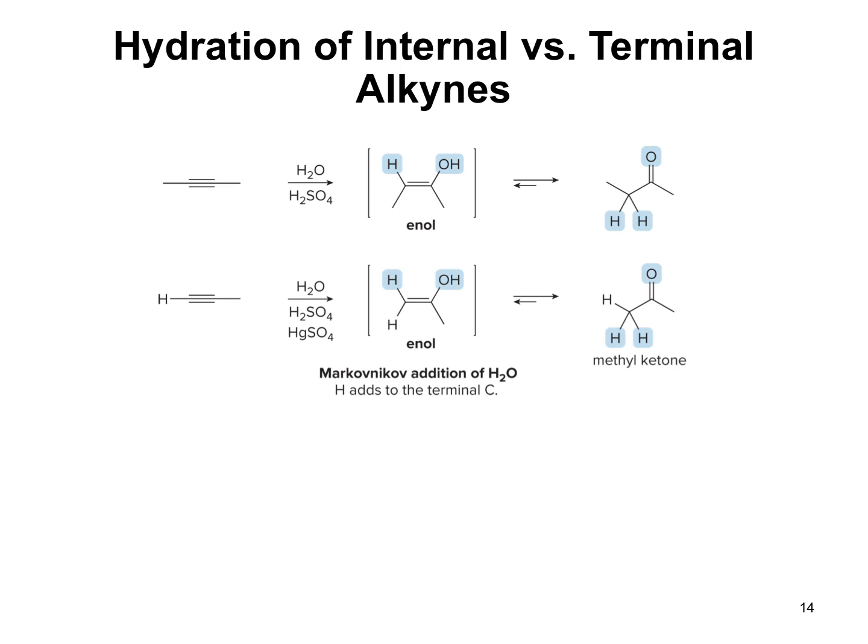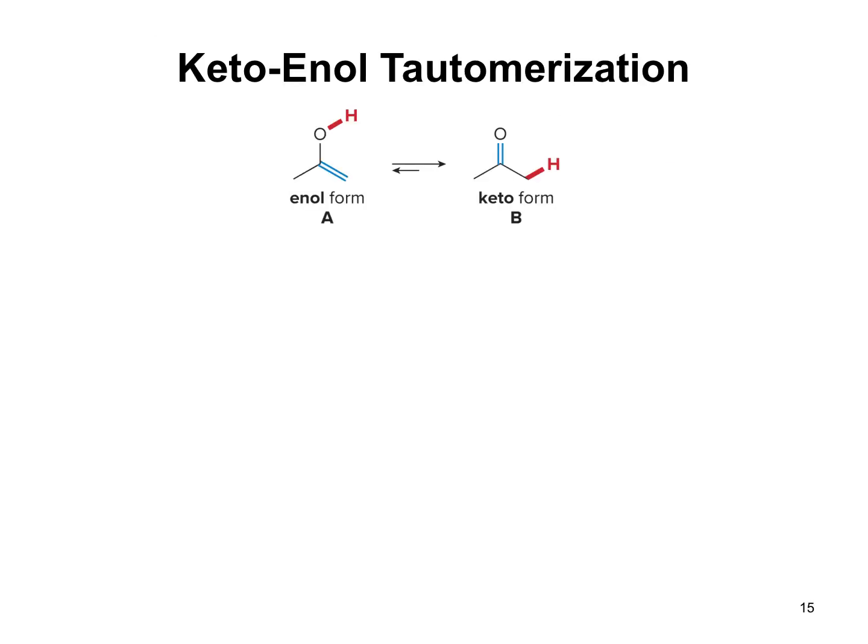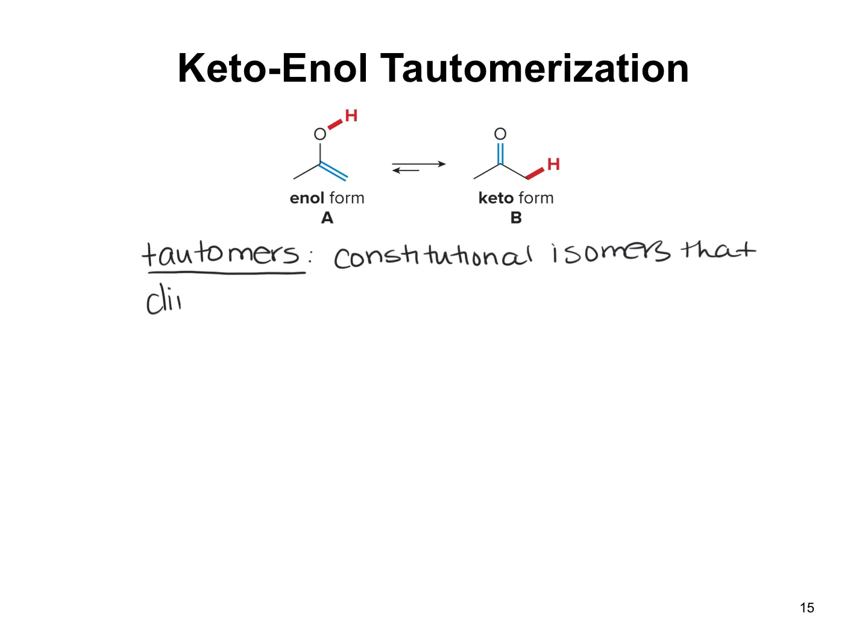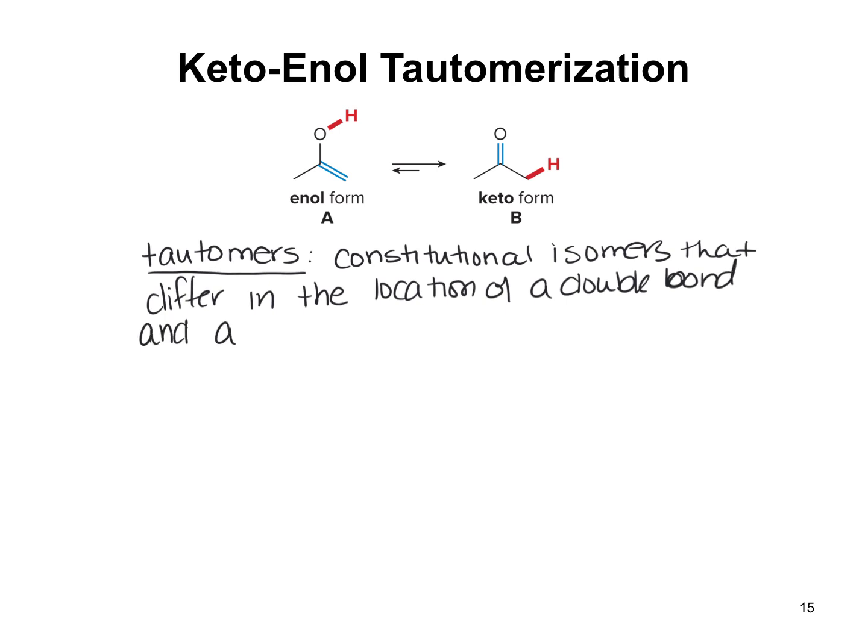So I want us to look at that keto-enol rearrangement. That's a new kind of phrase that we're throwing around. So let's look at this for a little bit. So here we're going to introduce the term tautomers, right? And these are constitutional isomers that differ in the location of a double bond and a hydrogen atom. Right? So A and B are tautomers. So A is the enol form here and B is the keto form here.